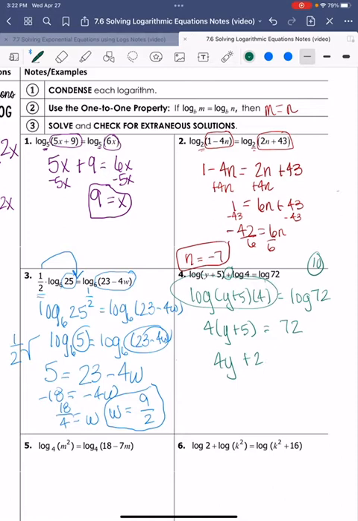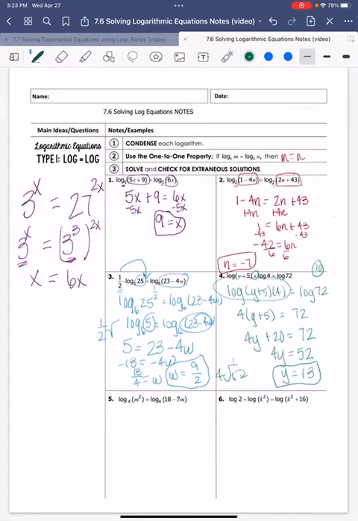4y plus 20 equals 72. 4y is 52, and y is, how about 13? Yes, I think. Yeah, 13.